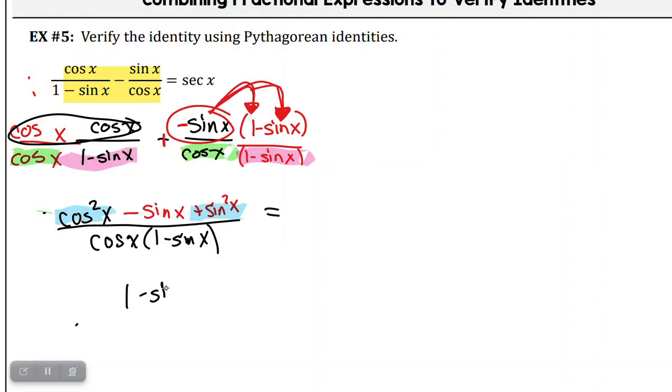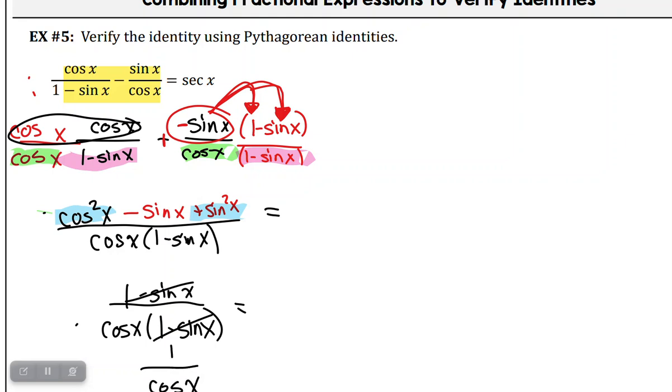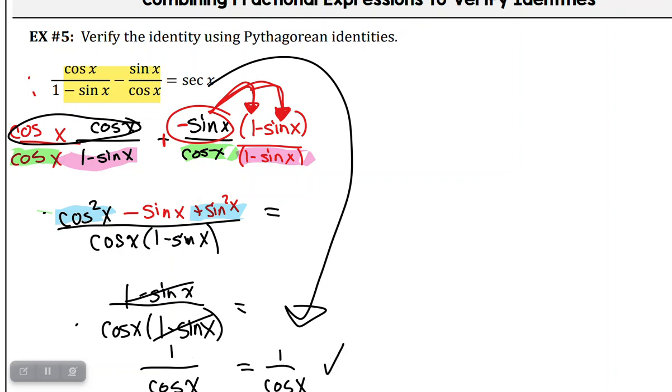So 1 minus sine of x over cosine x times the quantity 1 minus sine of x. And hopefully you see this as well. 1 minus sine of x cancels. So we have 1 over cosine of x. Now the secant, I'm going to work off the other side, or I could change that to secant, becomes 1 over cosine of x.